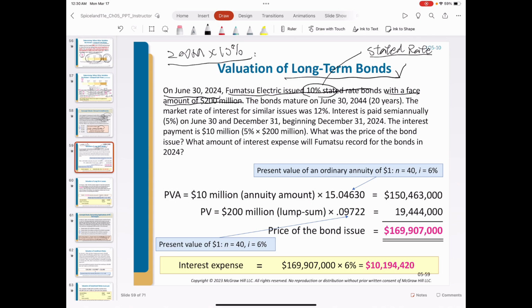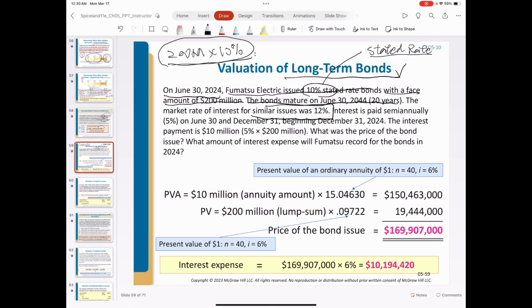So the borrower should pay the lender this amount periodically, and the bond matures in 20 years, on June 30th, 2044. We are also given another rate, the market rate. This rate is used to calculate the present value. In other words, it determines the discount rate, the present value factors.